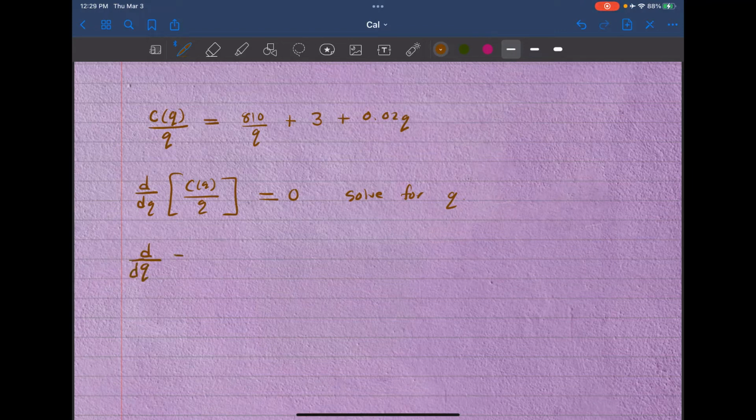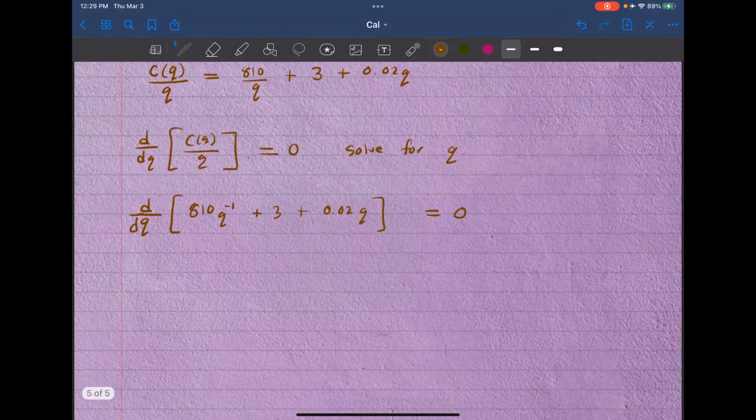So that's going to be, let's set this up. This is going to be 810 over Q. Now if you want, you can write that as a power, so we can use power rule just like that. Plus 3 plus 0.02 Q. And then we're going to set that to 0. So if I take the derivative using power rule, I bring down the power, I subtract 1 from the power, that's negative 810 Q to the negative 2. Derivative of 3 is 0, and derivative of 0.02 Q is simply 0.02. We're setting it to 0.